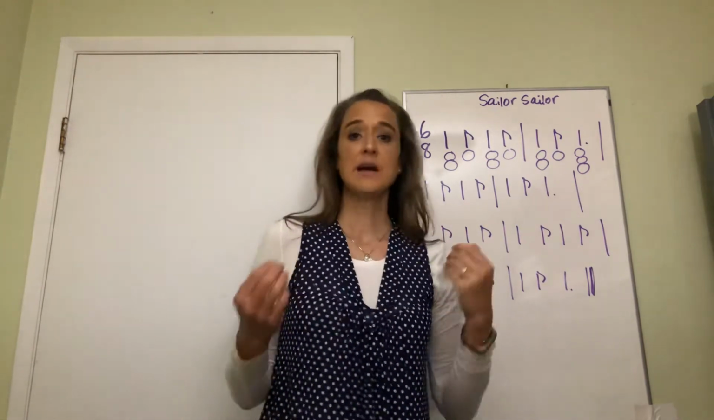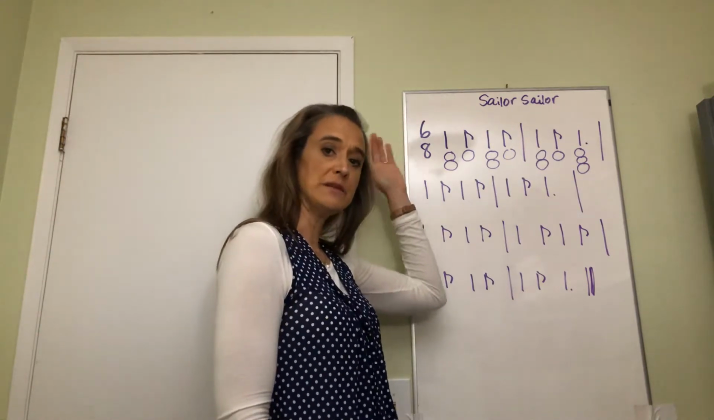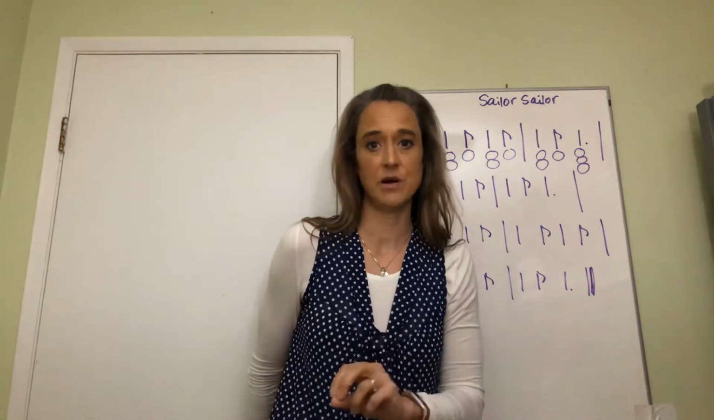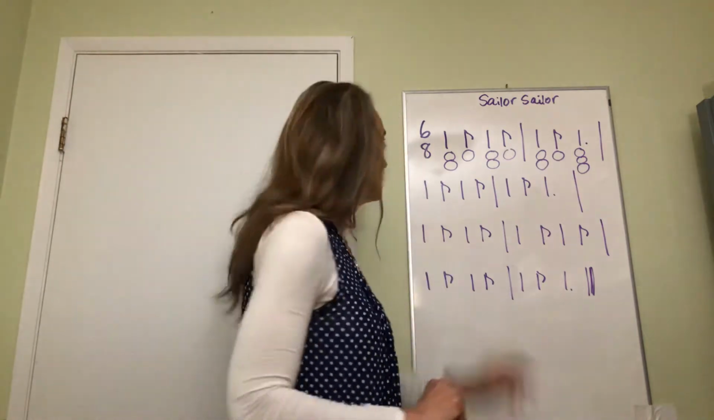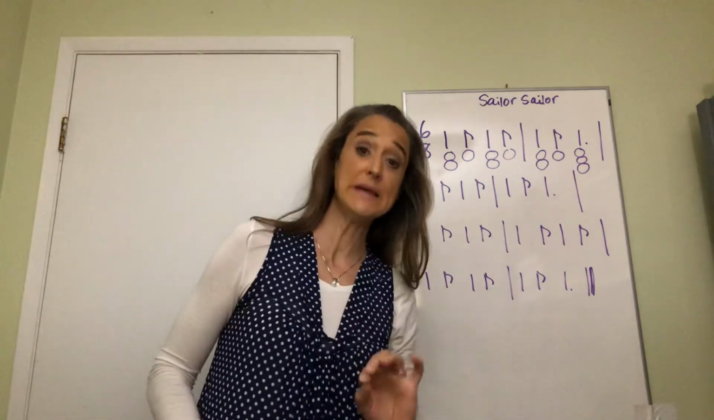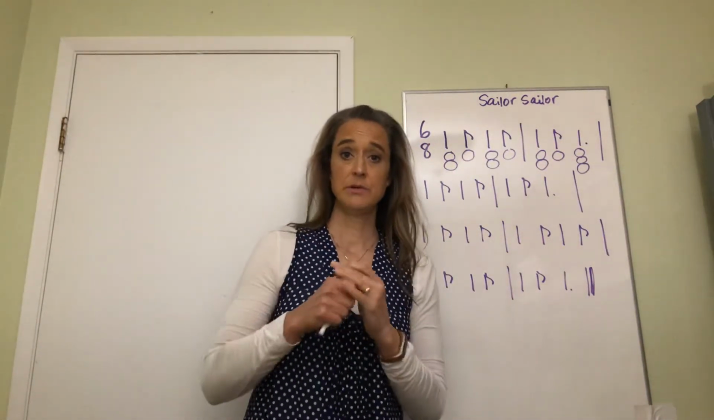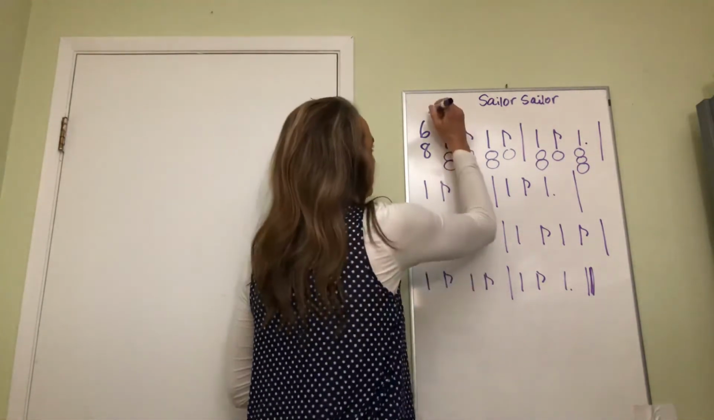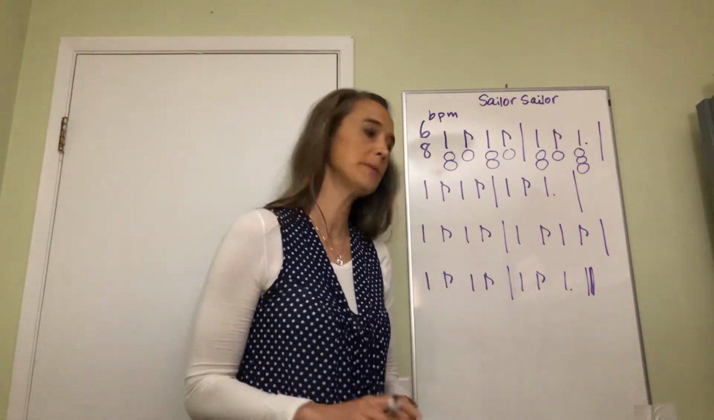Whenever we're talking about time signatures, we're dealing with the top number and the bottom number, which mean two different things. And those two different things help us unlock the meaning of the song. The number on the top stands for the number of beats per measure. So what number do you have on the top? You have a six. So in 6/8 time, you have six beats per measure. I call that BPM, beats per measure.